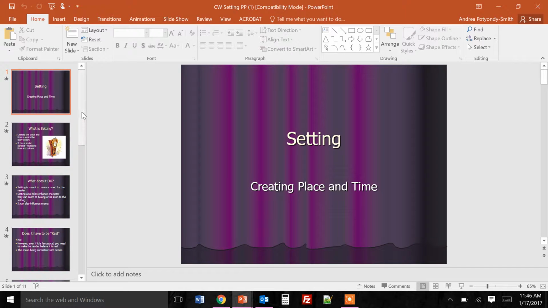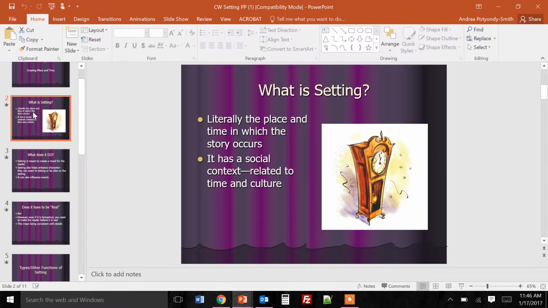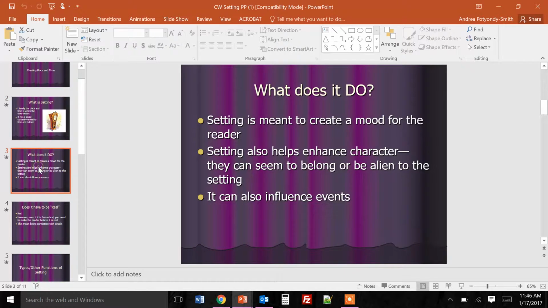Once you have a good character or characters, you need a setting, you need a place to put them. So, setting is the literal place and time in which the story occurs. There is a social context, and it's always related to time and culture, which means it has to be believable. If you are setting a story in Victorian England, all the details have to support that. Setting is meant to create a mood for the reader and enhance the characters.